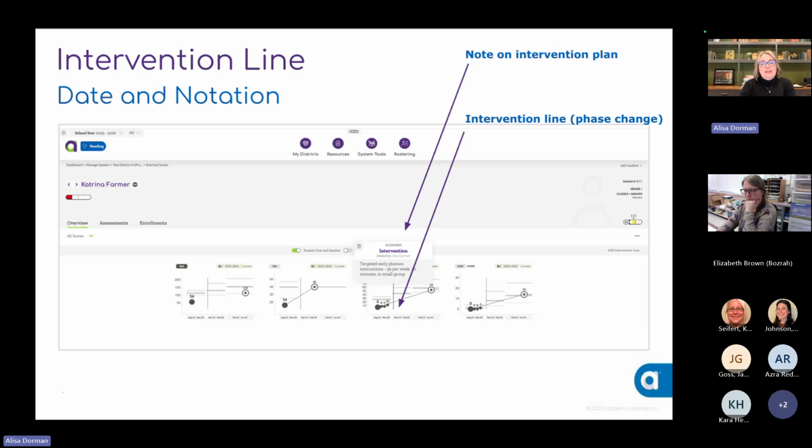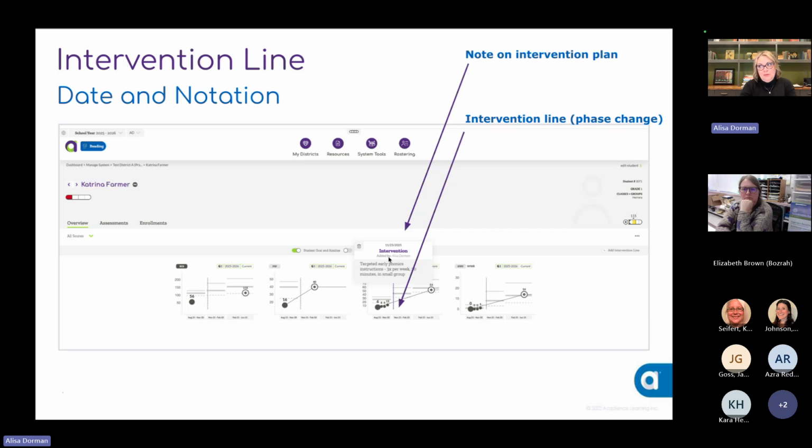So the way that you do this is you are inside of the individual student profile. You are in the overview section, where the graphs are being displayed. And then you're able to go to this section right here, which is to add an intervention line. The minute that you click this, it will pop open and ask you for a date. When do you want to start the intervention line? And it will ask you for a description of what you're doing in the intervention.